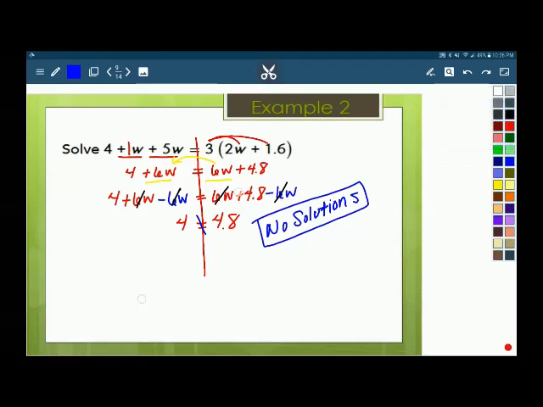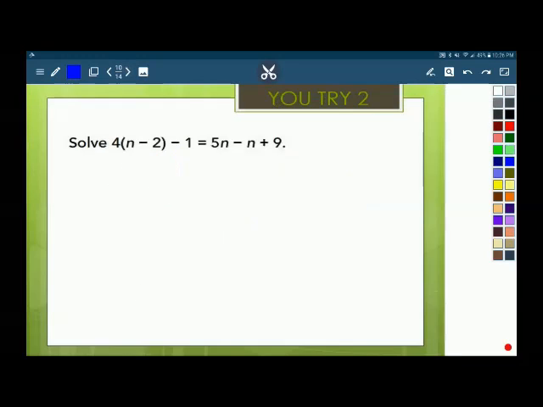Okay, so you're going to get one in your U-try. It says solve 4 times the quantity n minus 2 minus 1 equaling 5n minus n plus 9. Solve that equation and tell me if there's one solution. If you do think there's one solution, tell me what that solution is. Or tell me if there's no solutions or infinitely many solutions.